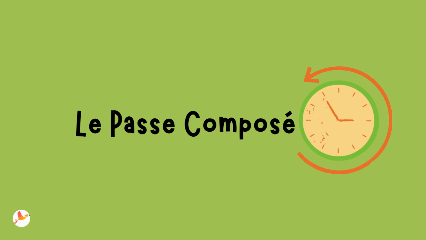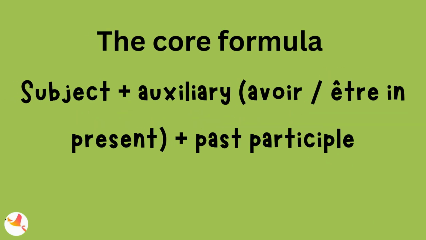Le passé composé. In order to form the passé composé, we need to keep in mind the core formula. We must have a subject, an auxiliary verb, also known as the helping verb, which is avoir or être, conjugated in the present tense. And lastly, we must have the past participle of the main verb in that sentence.